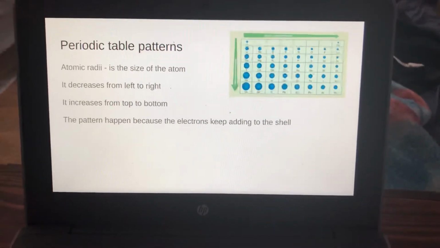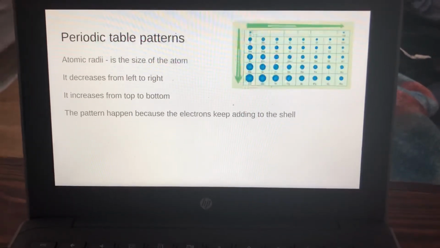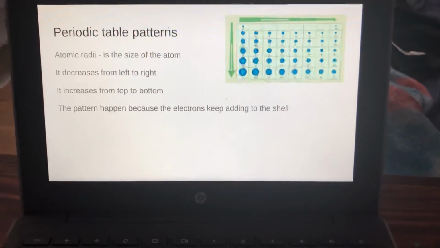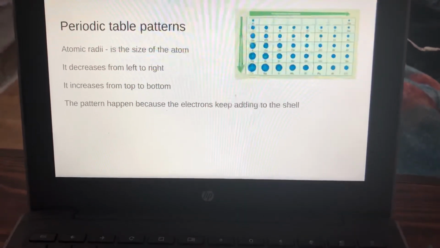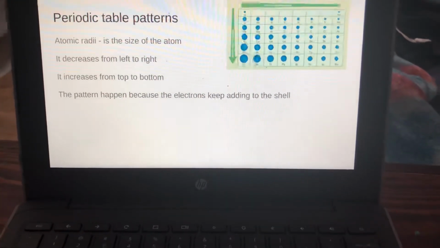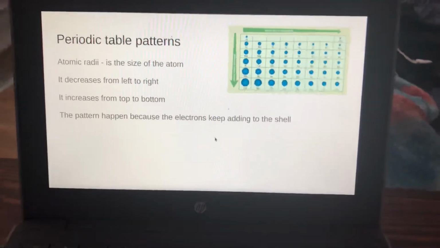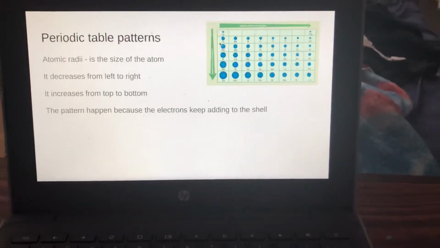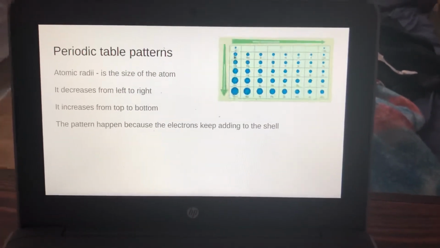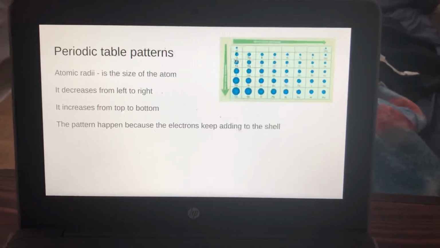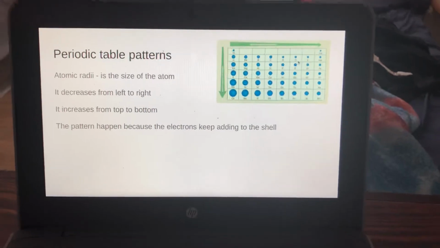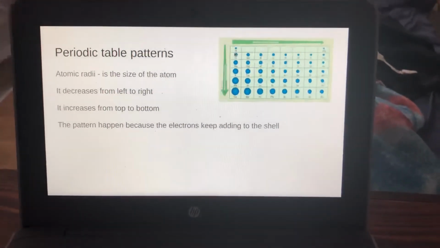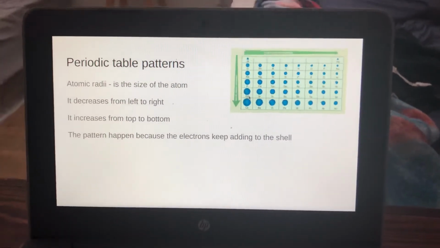Periodic table patterns. Atomic radii is the size of an atom. It decreases from left to right. It increases from top to bottom. The pattern happens because electrons keep adding to the shell. Right here, see, the atoms from left to right, they decrease. And from top to bottom, they increase.